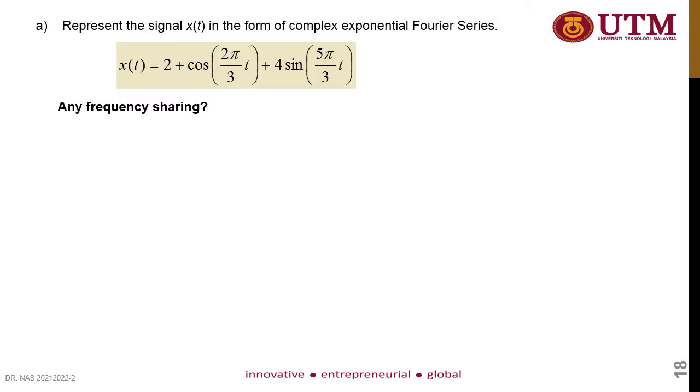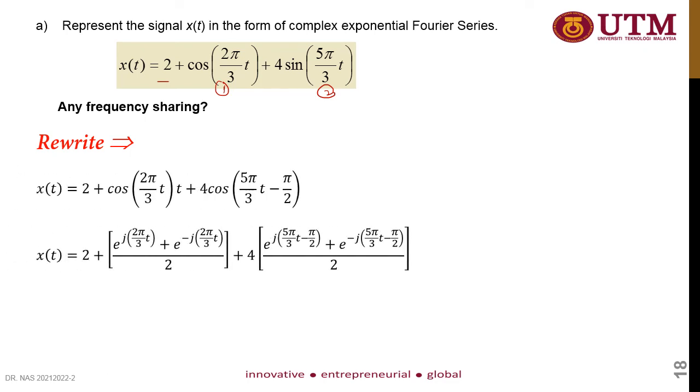Okay, let's look at the components. Is there any frequency sharing? Look at the omega. So this is 0, this is the first omega, and this is the second omega. Obviously, there's no frequency sharing. Okay, so now rewrite the equation into the equivalent equation in exponential form.